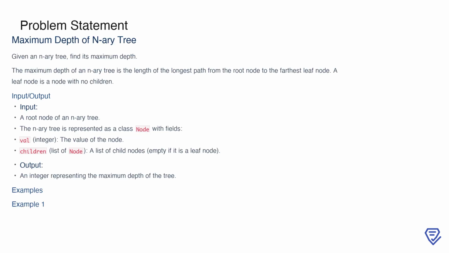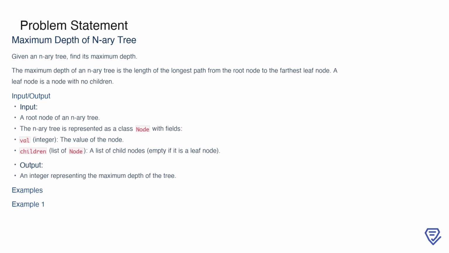In this problem, you are tasked with finding the maximum depth of an N-ary tree. The maximum depth is defined as the longest path from the root node to the farthest leaf node. To clarify, a leaf node is a node that does not have any children. For the input, we are given the root node of an N-ary tree.